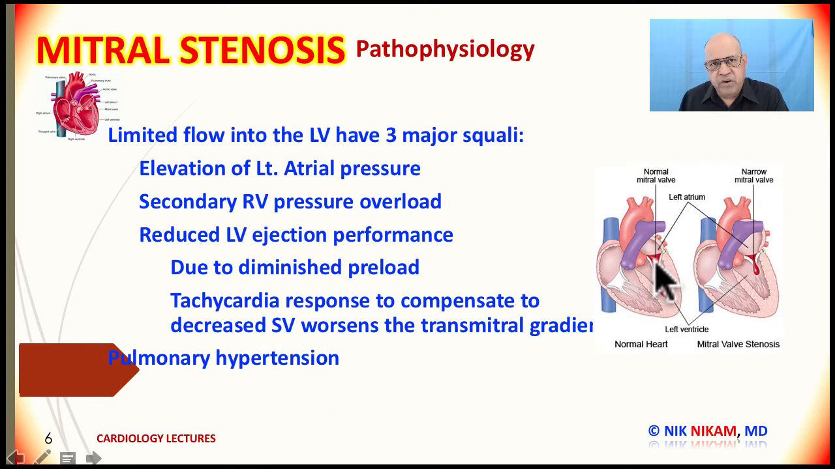Narrowing of the mitral orifice between the left atrium and the left ventricle leads to a number of hemodynamic changes. Because of the narrowing, there is elevation of the left atrial pressure. There is reduced output going into the left ventricle, which results in reduced cardiac output. This elevated pressure is transmitted through the pulmonary veins into the pulmonary circuit and then into the right heart, which leads to right ventricular pressure overload and pulmonary hypertension.